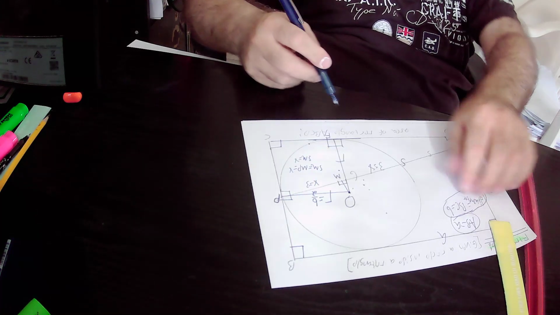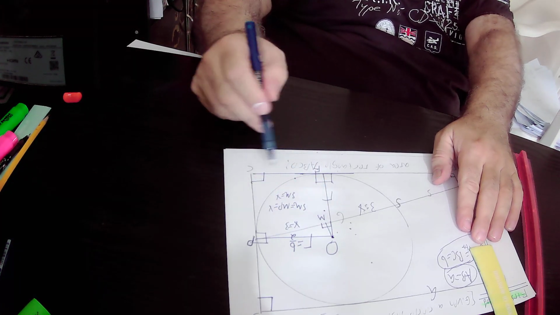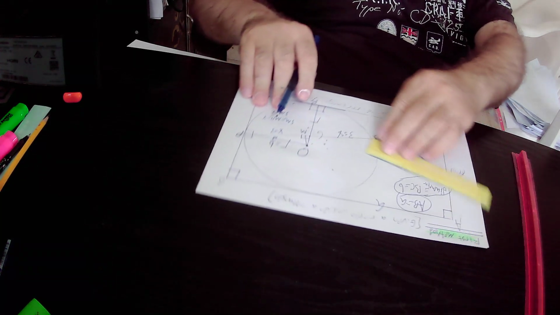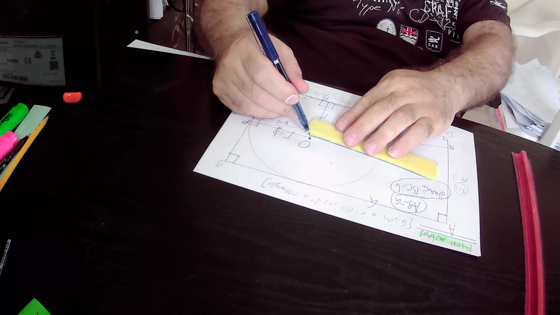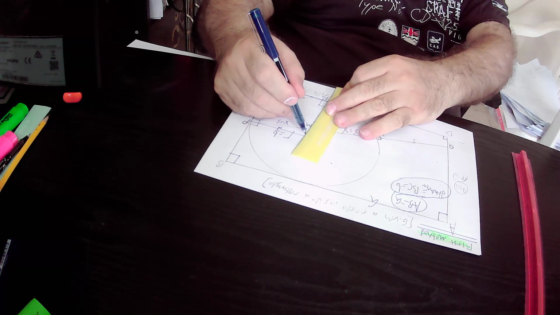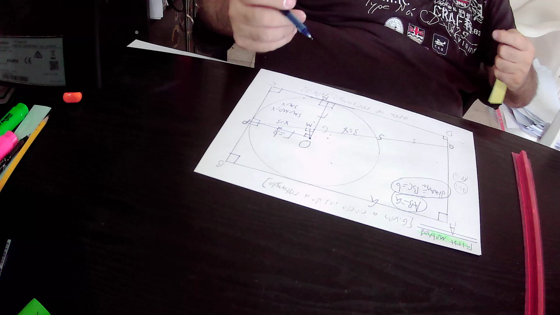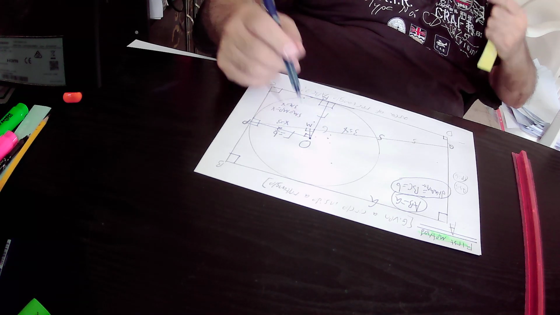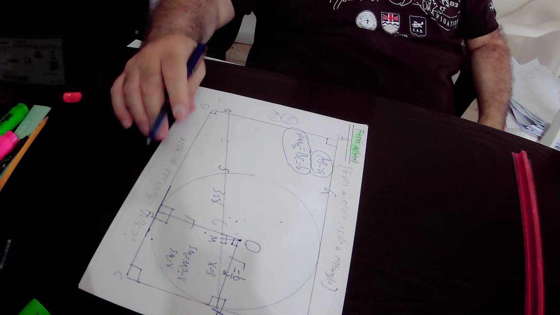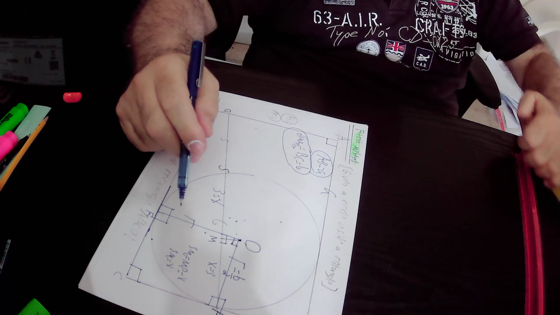So inside quadrilateral OPFC, we have 1, 2, 3 right angles. Therefore, the fourth angle must also be equal to 90 degrees, because the sum of the angles in any quadrilateral is equal to 360 degrees. So in order to complete the sum of the angles in this quadrilateral to 360 degrees, this angle must be equal to 90 degrees. In the next step, from point Q, we draw a perpendicular on BC.